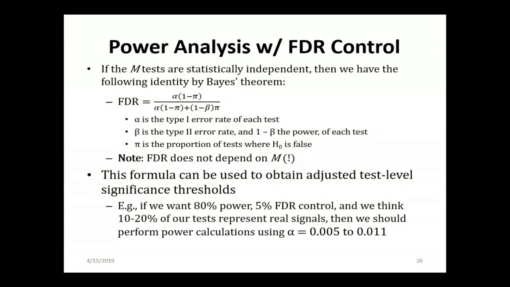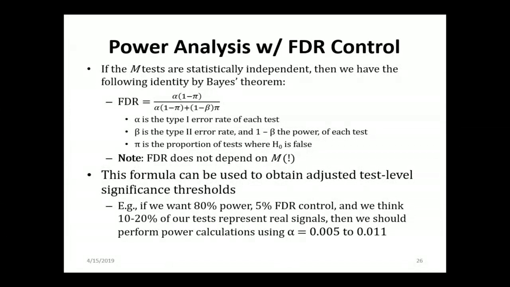But generally, it's your sense of what the signal rate is among the tests that you're performing. Now, what's cool about this formula is it shows very clearly that the FDR does not depend on M. So this is what I was saying about how the FDR does not automatically grow with the number of tests you're doing. The other nice thing about it is you can use it to adjust your power calculations. So if what we want is 80% power, and we want to control the FDR at 5%, and as I said, we think that our signal rate is something like 10 to 20%, then we can use this formula to derive an adjusted alpha.